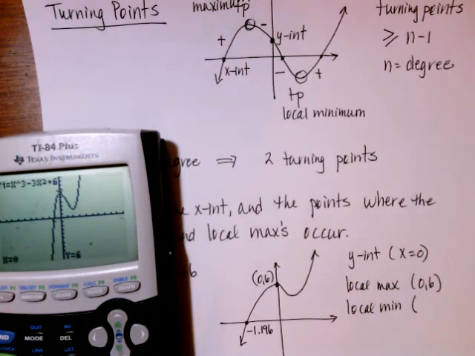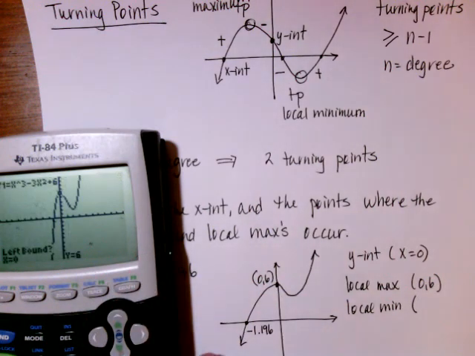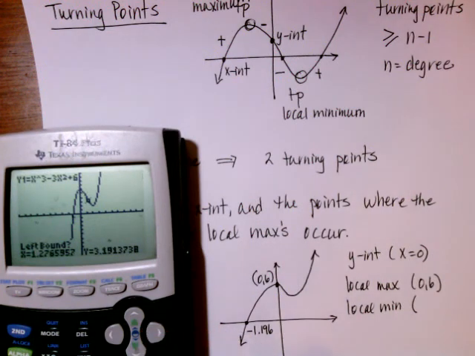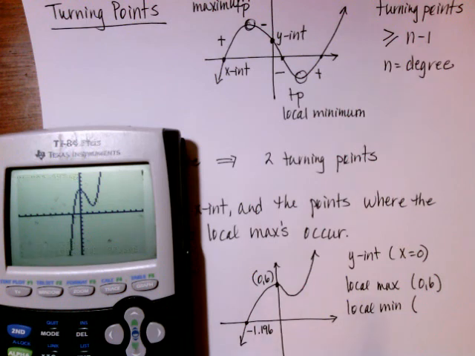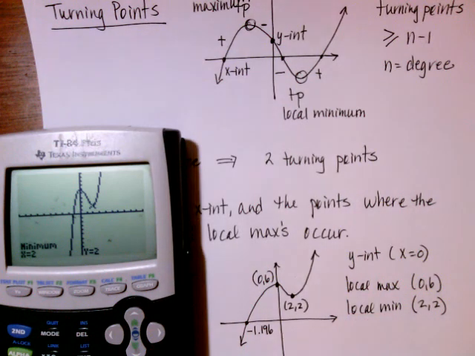Okay, now I'm going to find its coordinates. So to do that, I'm going to do a second calculate 3 for minimum. Again I have to do a left bound, right bound. So here's the left hand side, go past the curve, right hand side, and I get that that value is 2, 2. So my local minimum is at 2, 2. So this point right here is 2, 2.